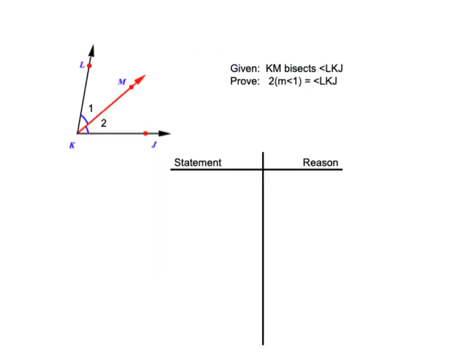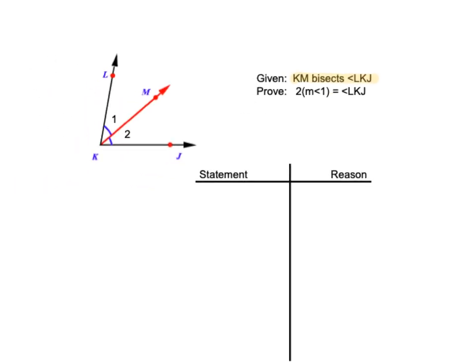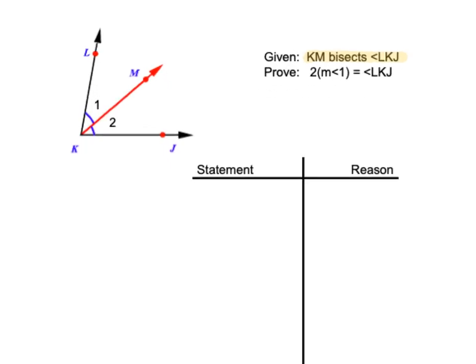Okay, let's try one more for today with angles. Let's take a look at our diagram here and what our given information is. Our given information is that KM bisects angle LKJ. That should hopefully be saying in your mind, I see a vocabulary word in there, and I should probably know what that means. So let's start with just writing down our given. We have KM bisects angle LKJ. That's given. That's all they tell us.